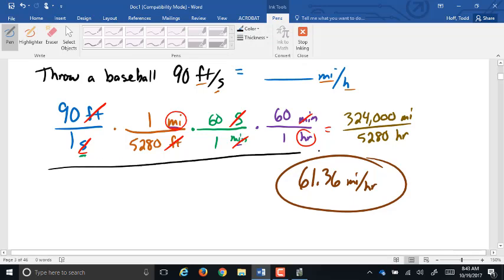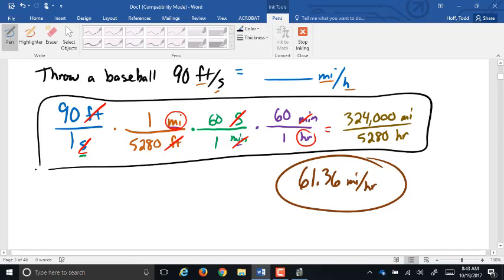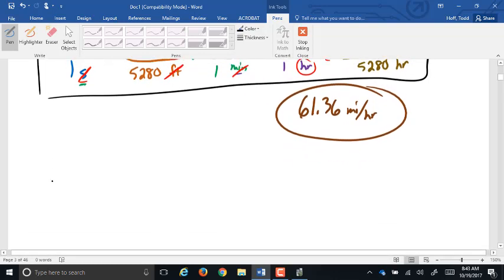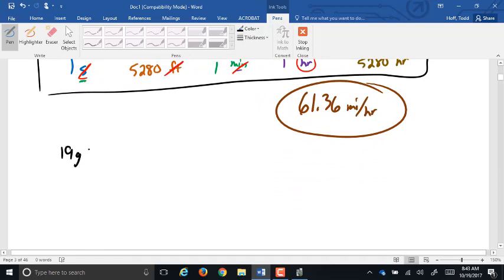What we did here was converting compound units, unit rates, feet per second, miles per hour, anything that has 2 units put together to create it. One example of that is what we were doing with our density up there. We had 19 grams per cubic centimeter. We could convert that 19 grams per cubic centimeter into pounds per cubic inch.